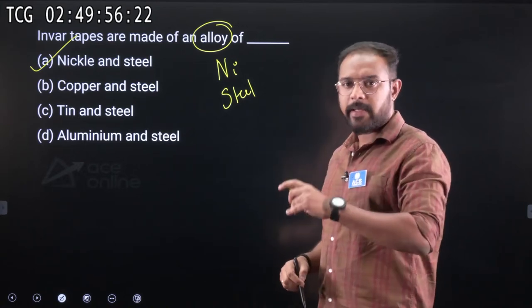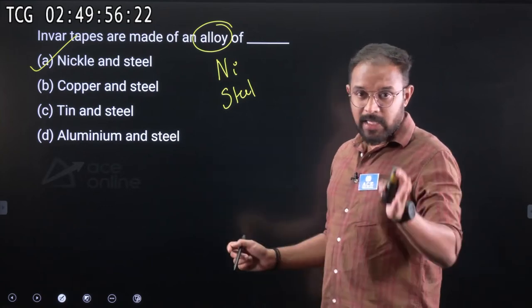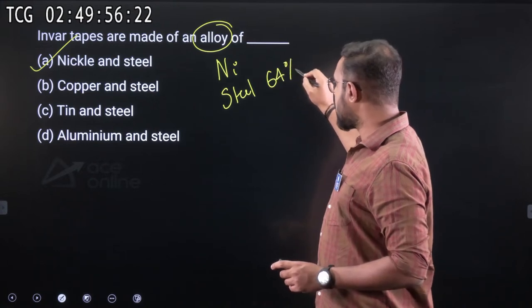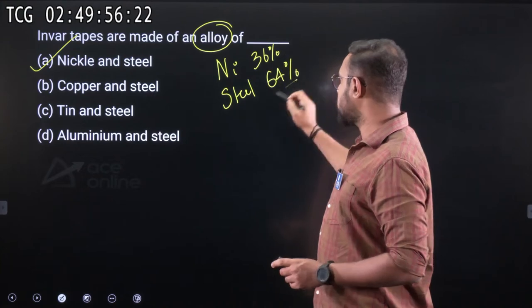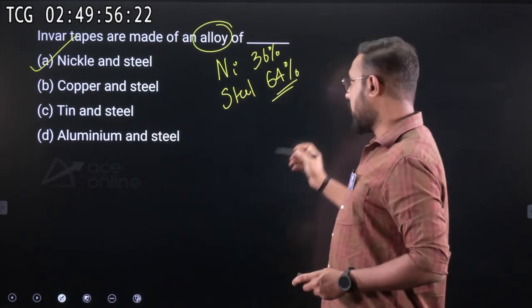See, steel will be greater because invar tape is a modification of our steel tape. We will not completely replace steel here. So nickel will be there only in a lesser percentage, of how much? 36%. Remaining 64% is steel. So steel and nickel combination is our invar tape.